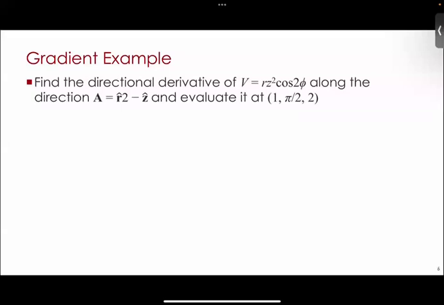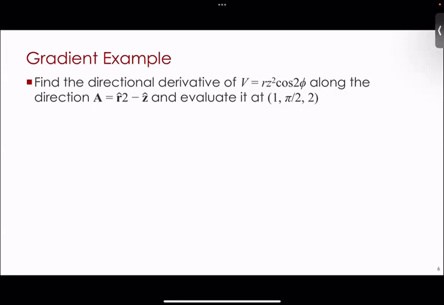Next example, also already posted on Canvas. I take my sweet time with this one on Canvas, just because, well, what coordinate system is it? Yeah, cylindrical. So identify it first. How would you do that? Lowercase r, z, and phi. Those are the three variables in the cylindrical coordinate system. Find the directional derivative of that along this direction and evaluate it at that. So this one's a little more involved.